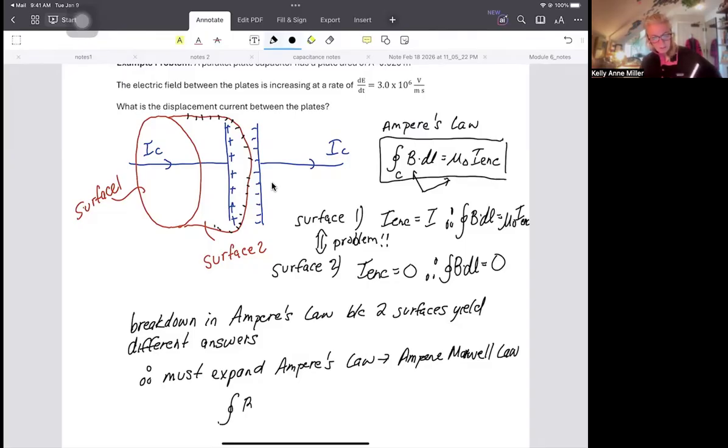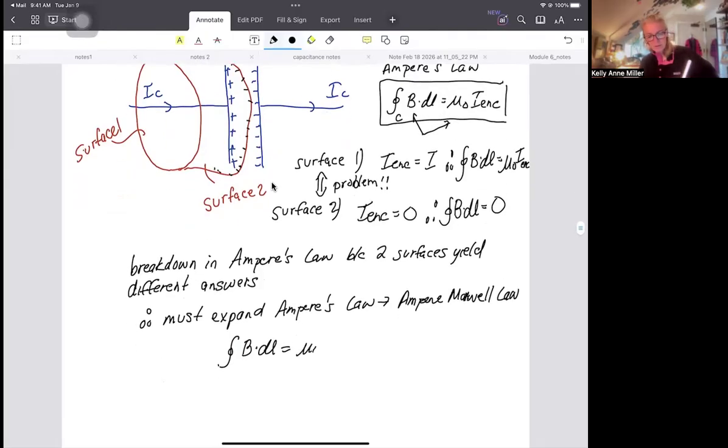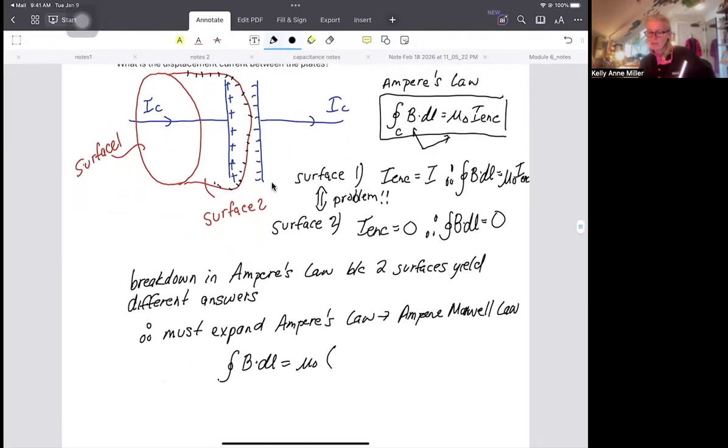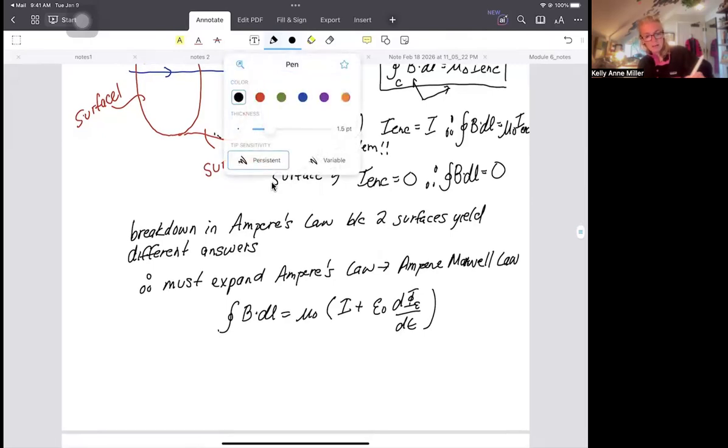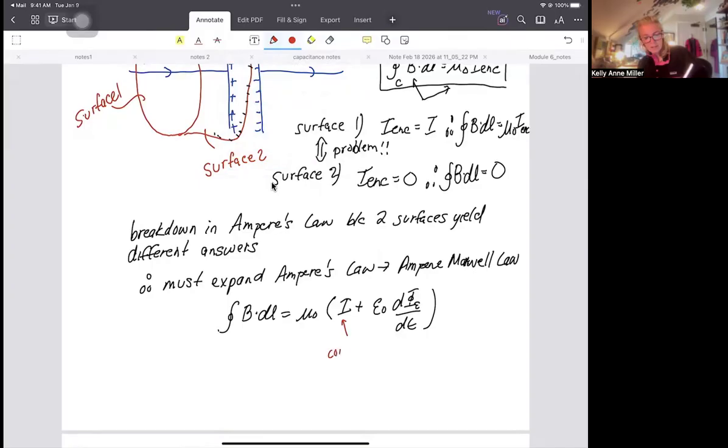The Ampere-Maxwell law is just B dot dl, same left-hand side, equals mu naught times the regular conduction current plus epsilon naught times the change in electric flux as a function of time. Remember, this is the regular conduction current going through the wires, current in wire. And then this is the displacement current.